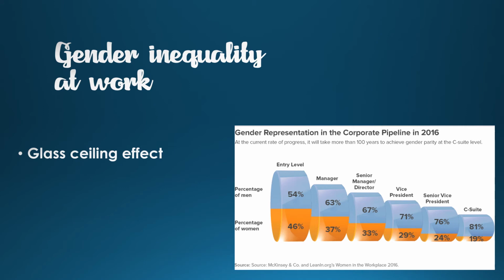So what you find is that at the entry level, you have rough parity. You have roughly 50-50 representation of men and women. But as you go through the pipeline, as you advance in your career, you go from entry level to manager, then senior manager to director, then vice president to senior vice president to the C-suite, which are people like chief executive officers, chief operating officers, chief financial officers.